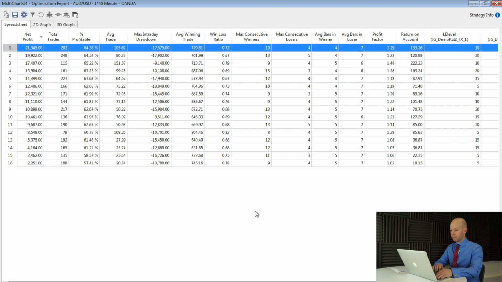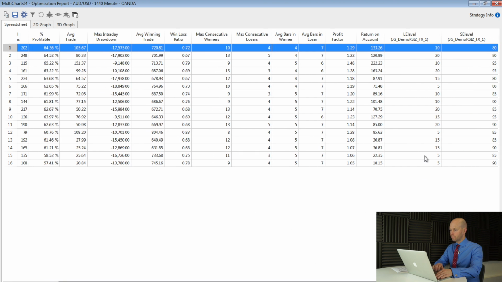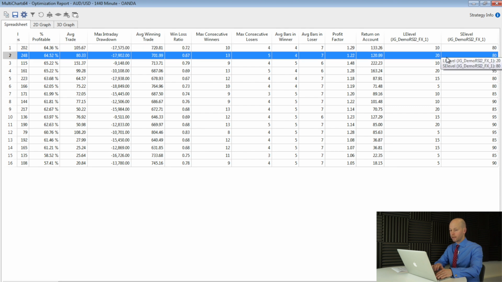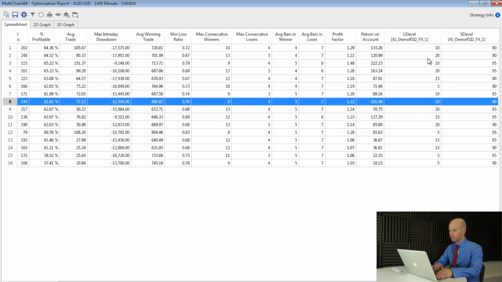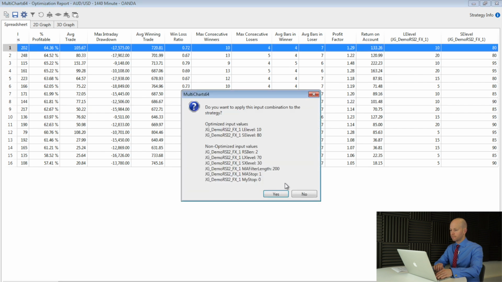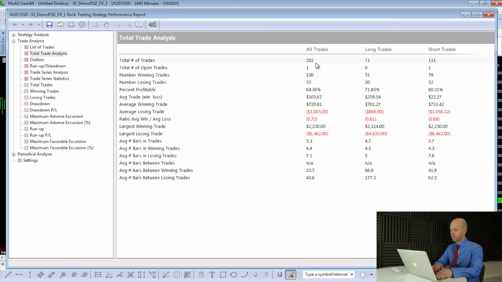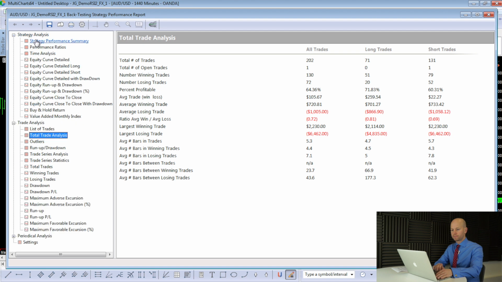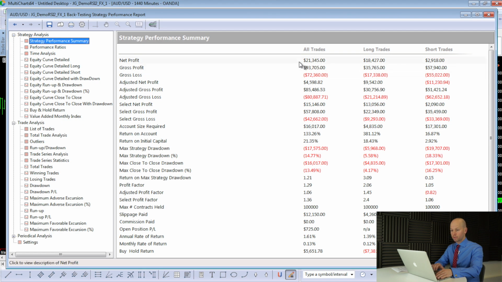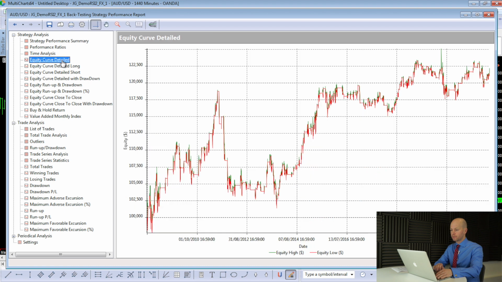Again, I'll sort them in terms of net profit. The best is actually 10 and 80, not 10 and 90. The best symmetrical one is actually 20 and 80. We were using 10 and 90, which is here. So let's try 10 and 80. Trades much more, better average trade. Makes a lot more money, $21,000 now. And the equity curve is probably no better, is it?